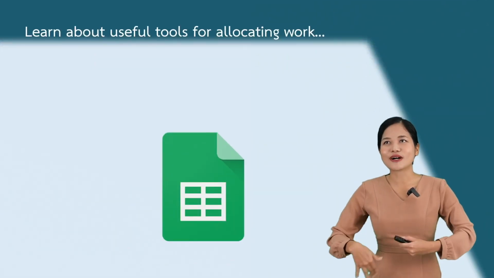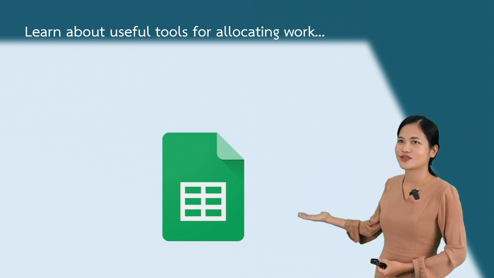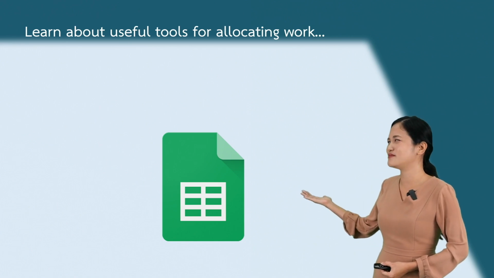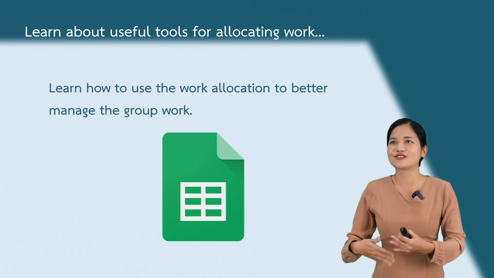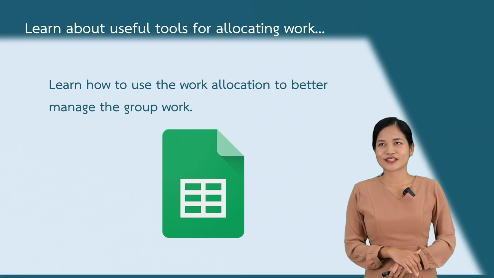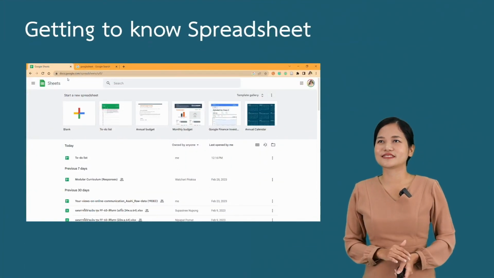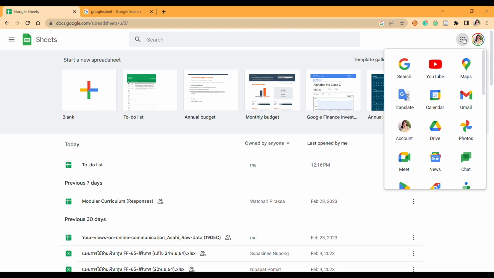Okay, so learn about useful tools for allocating work. Actually, you can use this one, Google Spreadsheet. I don't know whether you have used this already or not. So learn how to use work allocation to better manage group work. How do we do this? Okay, I'm going to show you this video again, another one, on how to use a spreadsheet.